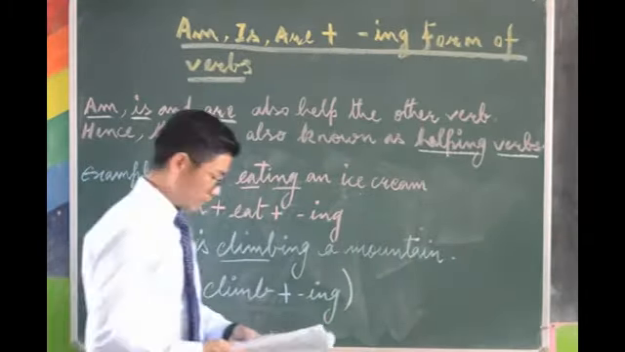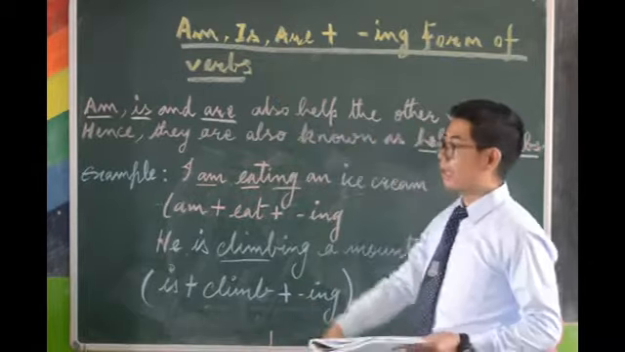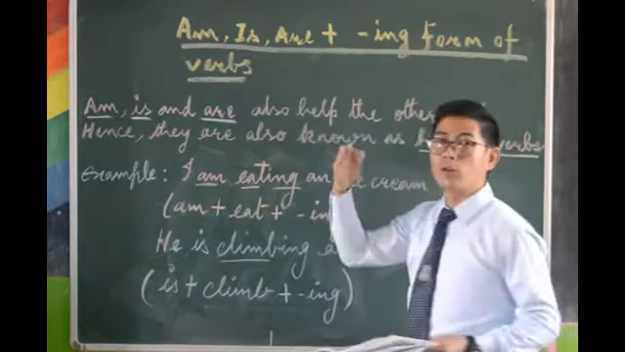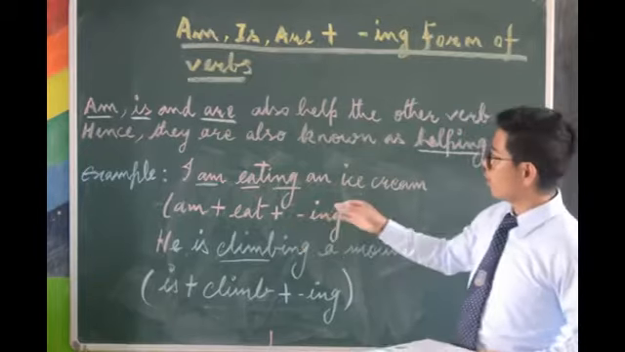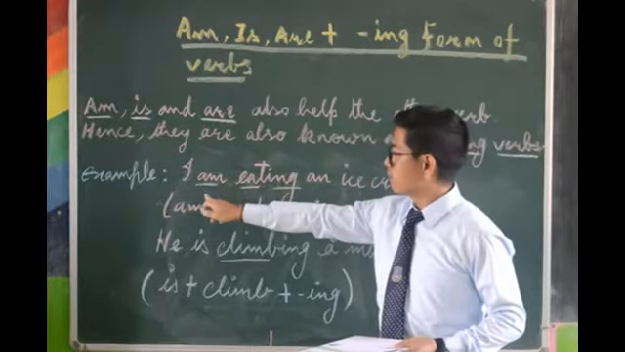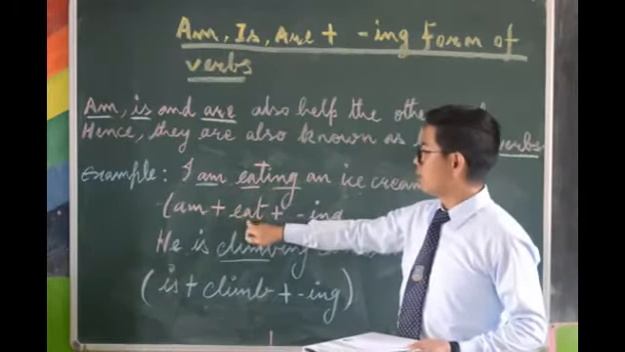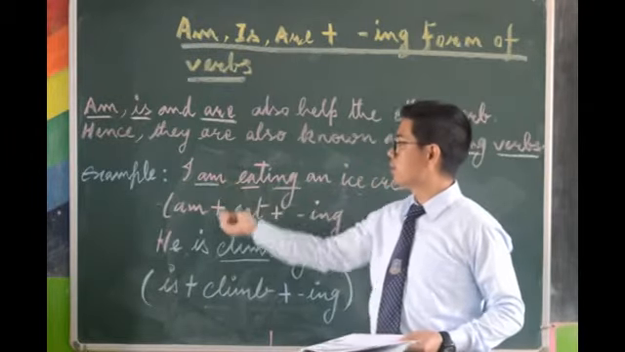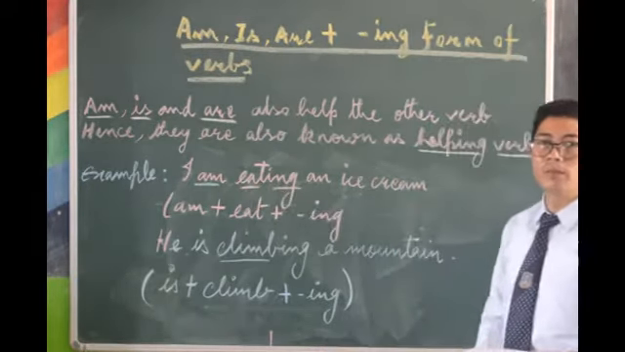Is that clear? So whenever we use am, is, are with another verb, this is actually a verb, isn't it? We have learned that am, is, are are also verbs, but whenever we use them with other verbs, we always add ing to the second verb. For example, I am eating an ice cream. So am is a verb. Eat is also a verb. So we add ing there. So this am in this sentence acts as a helping verb.